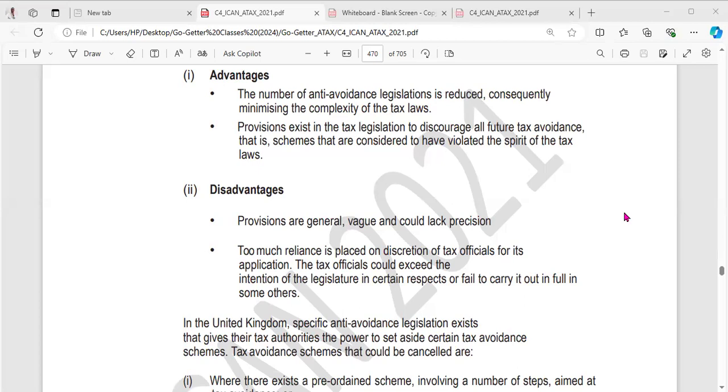And now too much reliance is placed on the discretion of tax officials for the application. So it means that when you are giving a vague general provision, it will depend on the interpretation that the tax authority gives it. So sometimes the tax authority could exceed the intention of the legislation because they want you to do a certain thing. They might go above and beyond what the interpretation would be, and they will interpret it far above that, so that you now want to seek interpretation from the courts. So the reliance on tax officials' discretion is another disadvantage.